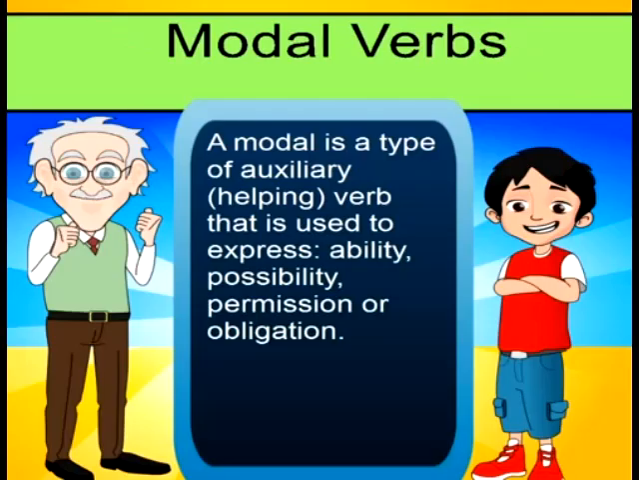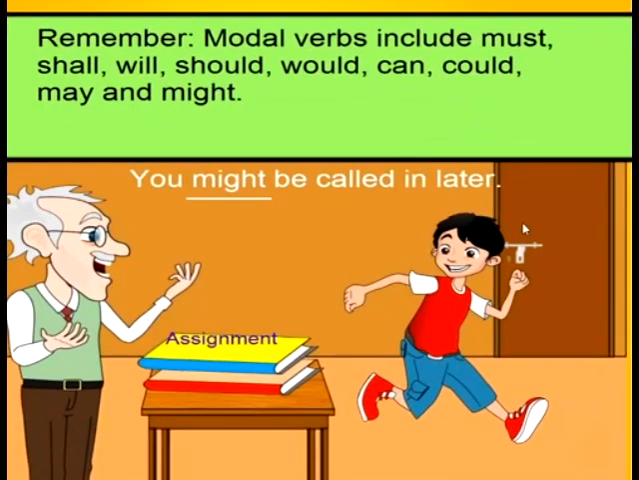So to summarize what we have learned in this session, we learned what modals are. A modal is a type of auxiliary or helping verb used to express ability, possibility, permission, or obligation. We also learnt that must, shall, will, should, would, can, could, may, and might are modal verbs.